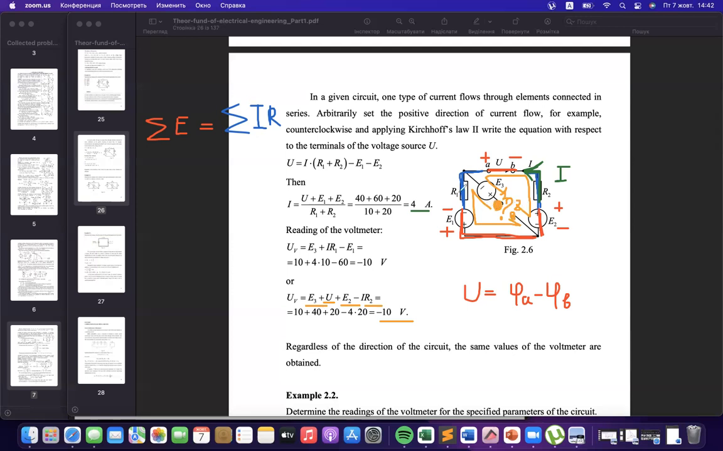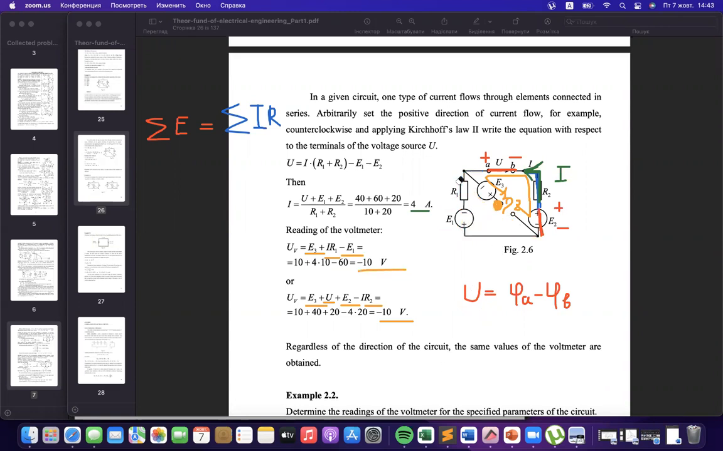The same if we are moving through the lower mesh, it will be E3 plus consumption minus source, also equal to minus 10 volts.